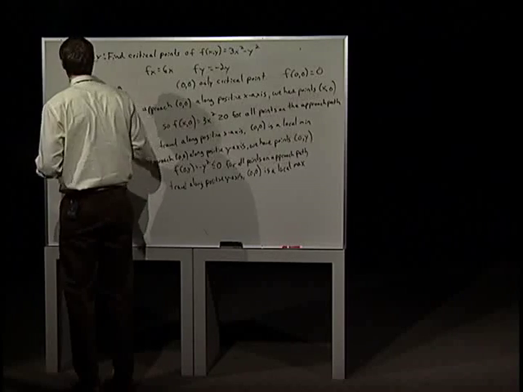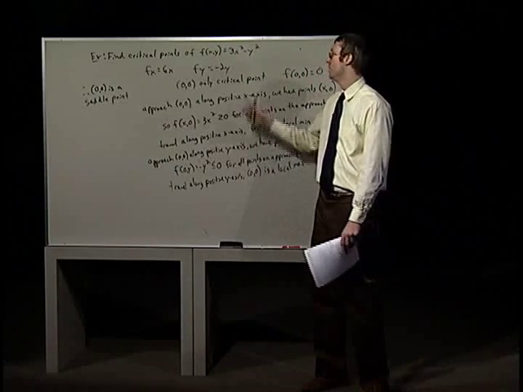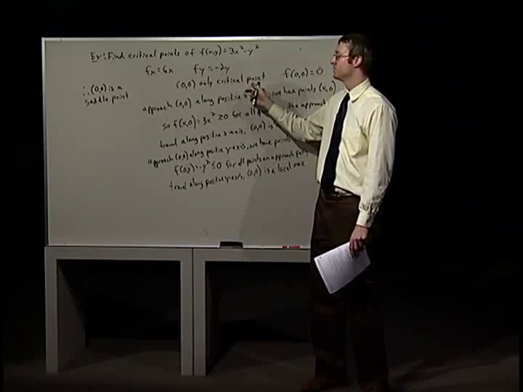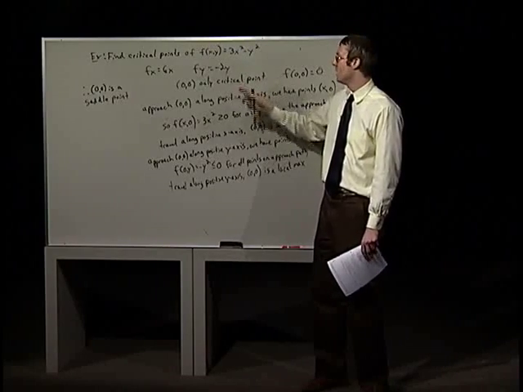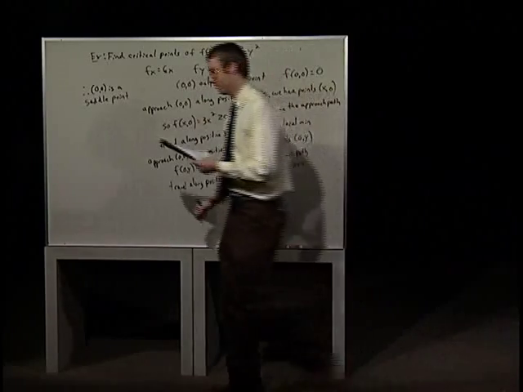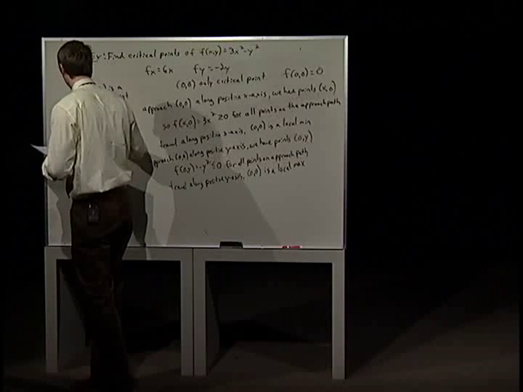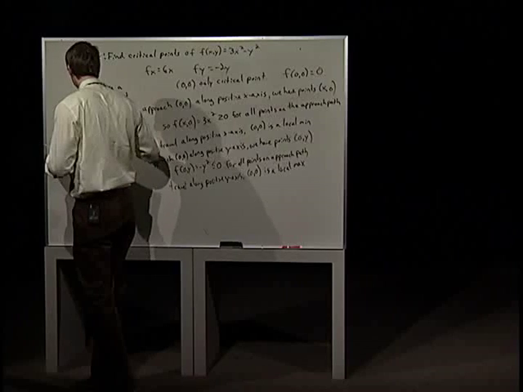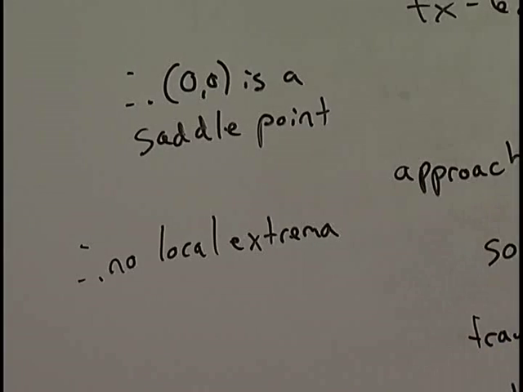Saddle point. Well, the only possibility for local extrema were at critical points or boundary points. No boundary points here to find everywhere. The critical point, the only one, resulted in a saddle point. So consequently, there are no local extrema. Right? This thing has no local maxes or mins. It only has a saddle point at the origin.